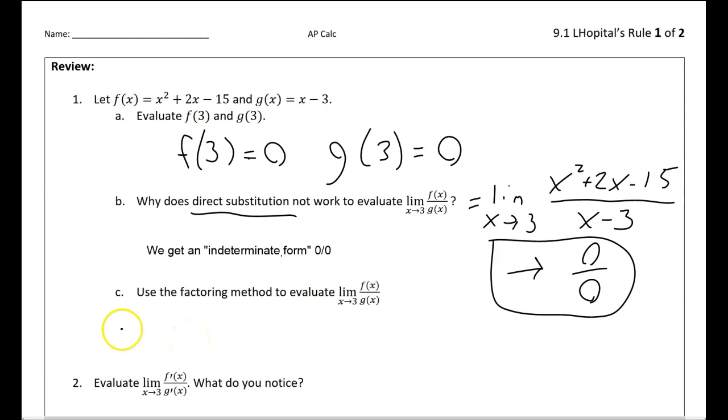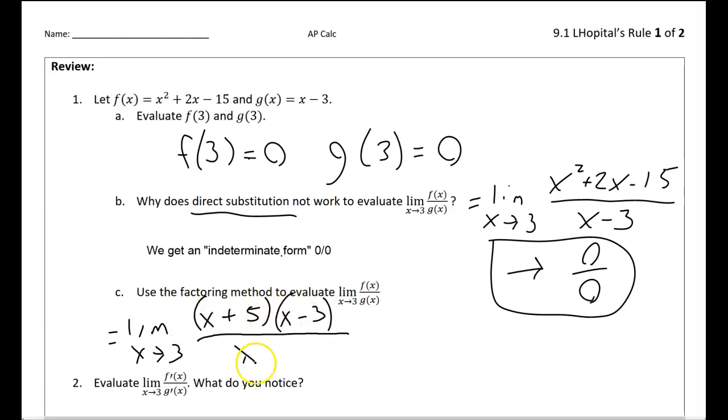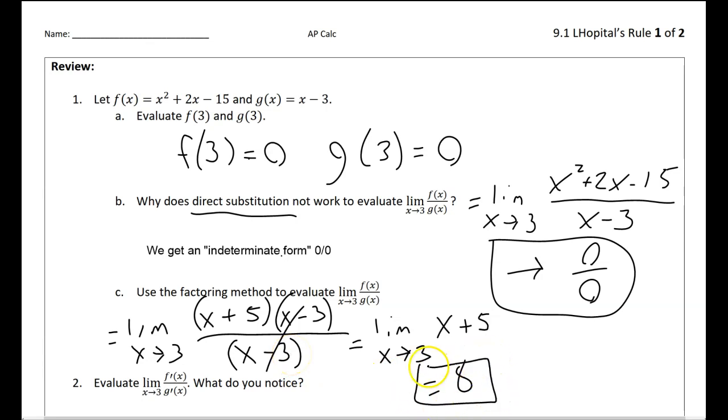Then we're asked to use the factoring method, which is something that we covered last year in pre-calc, which means we rewrite the limit as the limit of the factored form. So I'm going to factor the top. The bottom is obviously already done. And then I notice that something can cancel, and I'm left with x plus 5, and then I can evaluate by substitution. That's just equal to 8. So there is my solution, and that is an old method that we've used for limits.